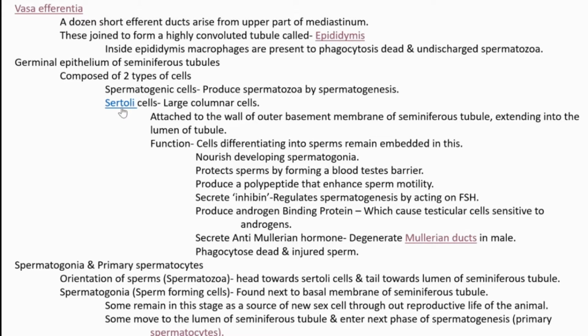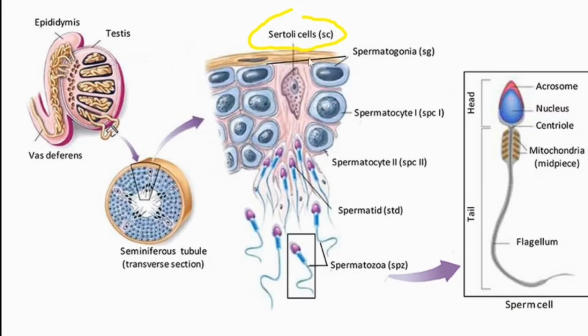Then what about the Sertoli cells? They are large columnar cells. I will show you its image. Yeah, this is the seminiferous tubule. One tubule has been taken, and this is its cross section. Then we can see so many cell layers. That cell layering is very clear to you. Now I tell you the terms: Sertoli cells and spermatogonial cells.